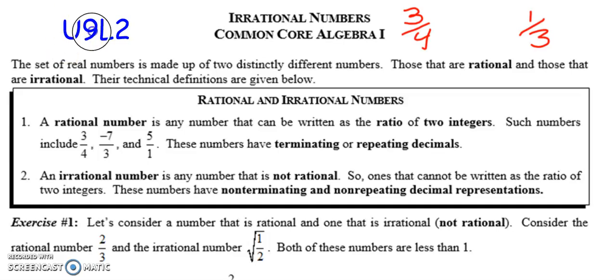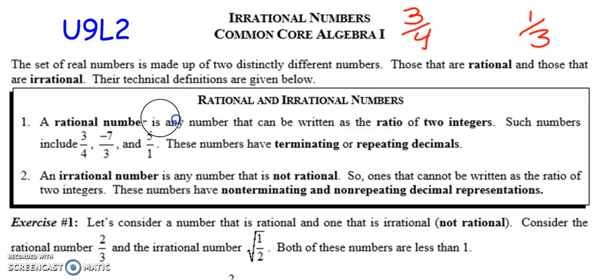Alright guys, this is unit number 9, lesson 2, and today you're going to learn about irrational numbers. Basically, all the real numbers, the numbers that you know, are broken up into two distinct types of numbers: rational numbers and irrational numbers. So every number that you could think of or see is either rational or irrational. It can't be both.